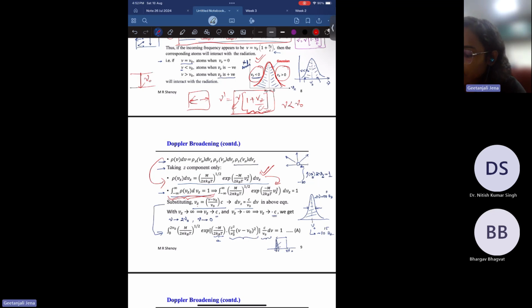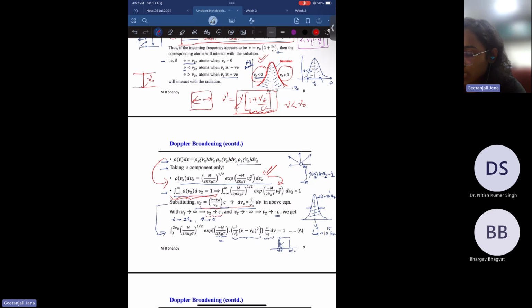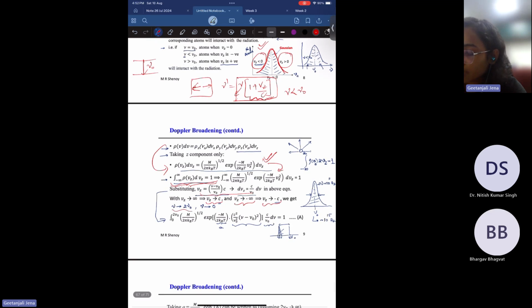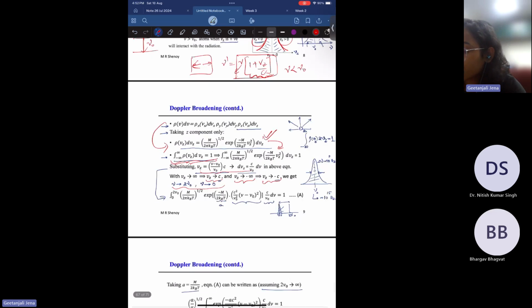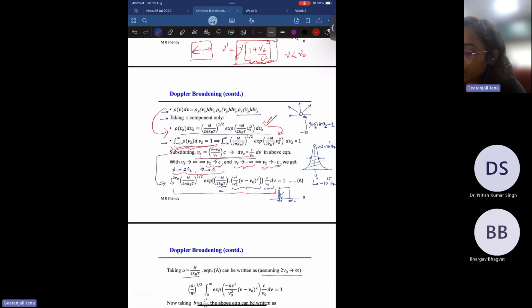If you do this substitution, the other thing is to change the limits. When Vz tends to infinity: you know that the maximum velocity that light, or any atom, can achieve is c, the velocity of light. So Vz tends to infinity means Vz tends to c, and Vz tends to minus infinity means Vz tends to minus c. In that case, the limits become nu tends to 2 nu 0 for Vz tends to infinity, and nu tends to 0 for Vz tends to minus c. So this is only the change of variable.